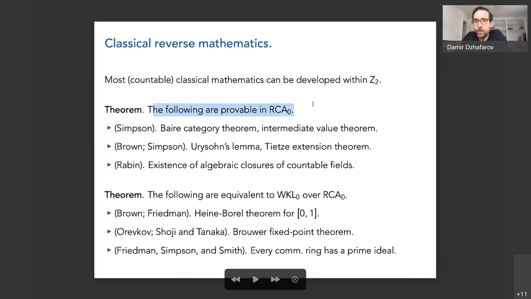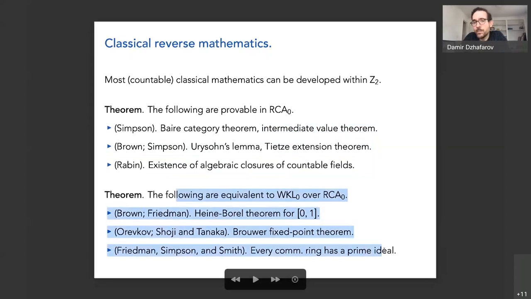So these are theorems provable in RCA₀ and not in the base theory: the Baire category theorem, the intermediate value theorem, Urysohn's lemma, and the existence of algebraic closures of countable fields. And of course, we should interpret all of these as having, for example, the intermediate value theorem applying to some kind of countable representations of continuous functions in R and so on.